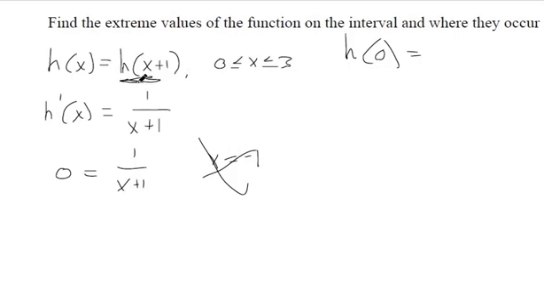And so if you plug in 0 into this function, the natural log of 0 plus 1 is natural log of 1. Natural log of 1 is 0. And then if you plug in 3 into this function, the natural log of 4, that's just natural log 4.